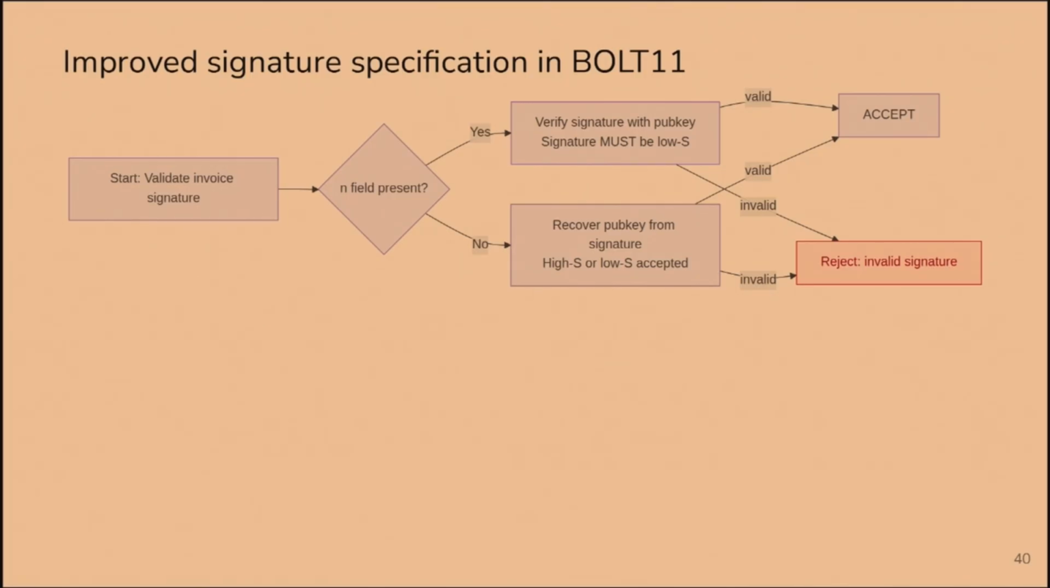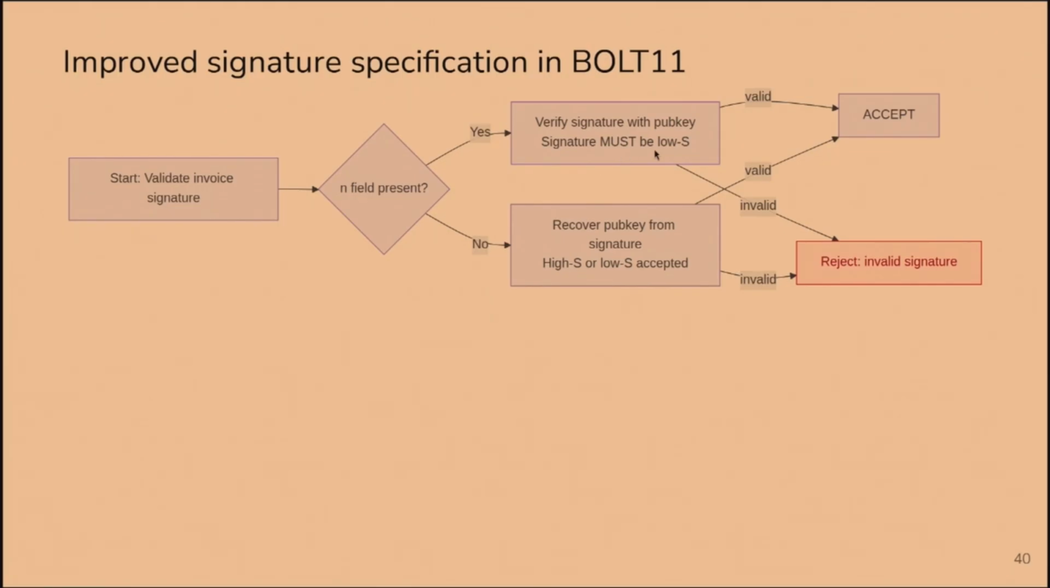So basically, when you start validating the signature in the invoice, you first look if there is any field present, which is basically a public key. The spec says if there is a public key inside the invoice, we should verify the signature with the public key and with the data inside the bolt 12 level invoice.